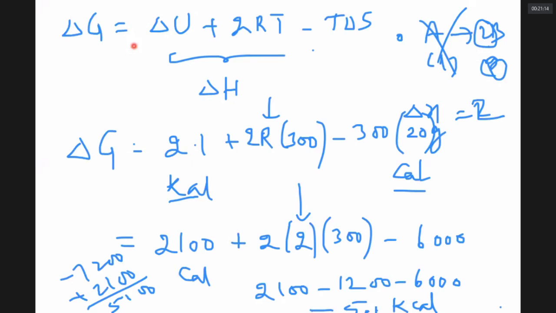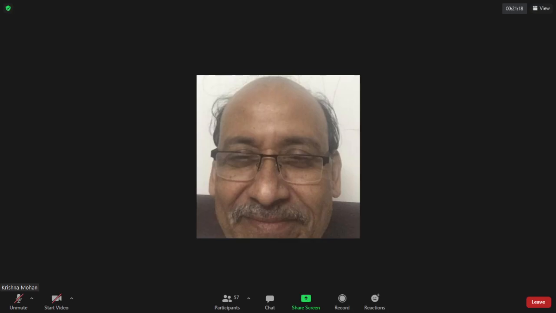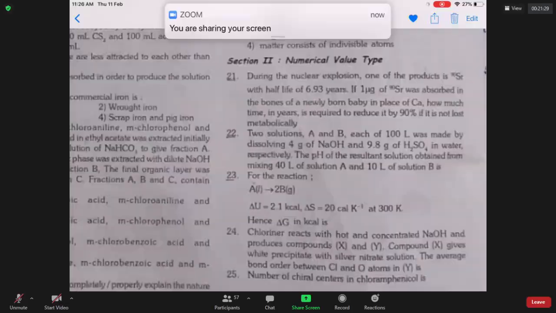Ladies and gentlemen, we have to understand this and we should be able to do similar problems later. Now anyway, we are looking at the next problem that appeared in IITG 2020 January 7.